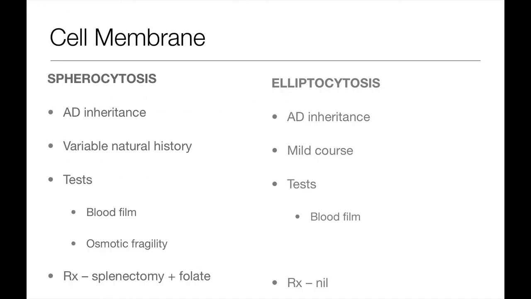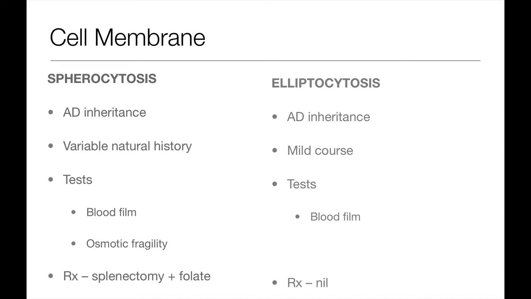So what I want to do now is not give you a really in-depth analysis of each of these conditions, but just a little bit of revision and a quick overview of these important inherited intracellular conditions. So let's start at the cell membrane. We've got spherocytosis and elliptocytosis.